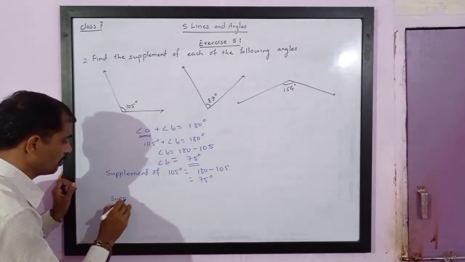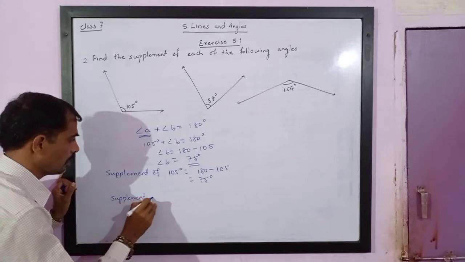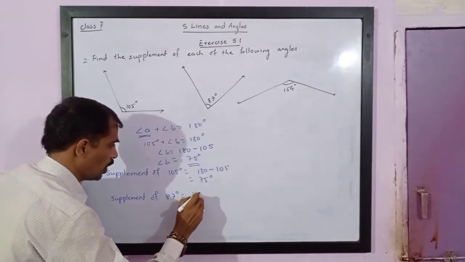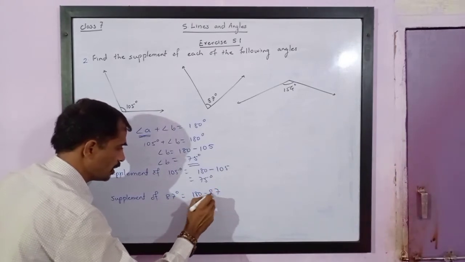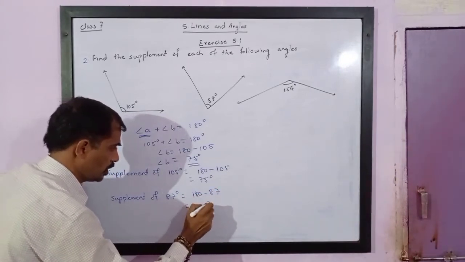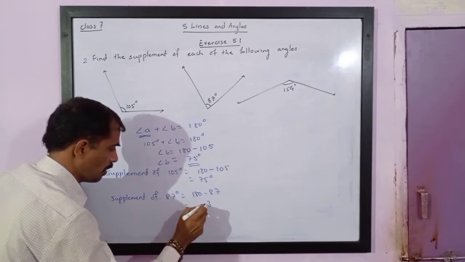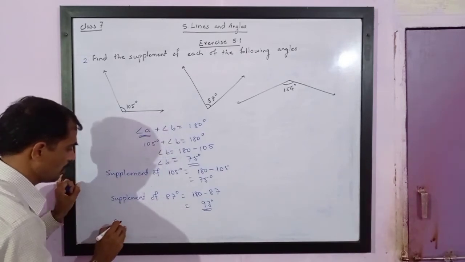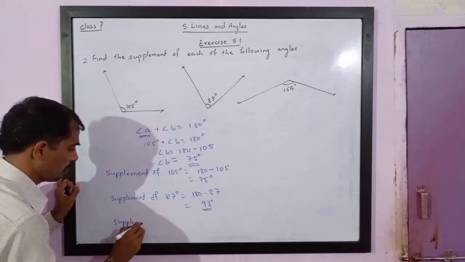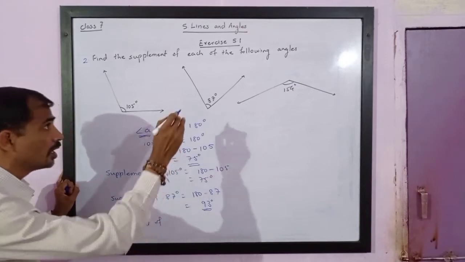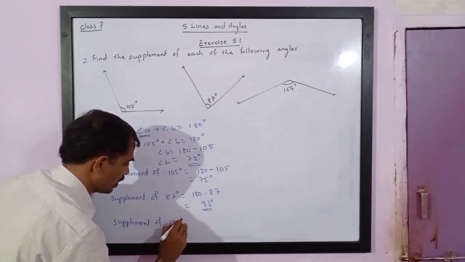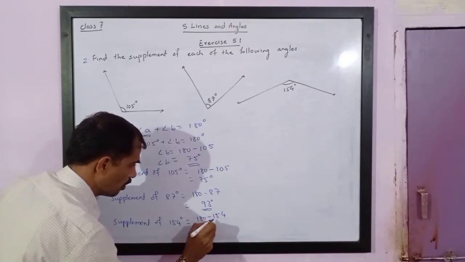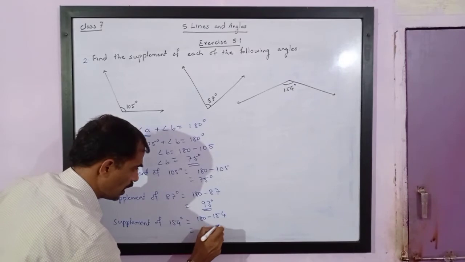Supplement of 87 degrees is equal to 180 minus 87. So this is equal to 93 degrees. And the supplement of the third, 154 degrees, is equal to 180 minus 154, that is equal to 26 degrees.